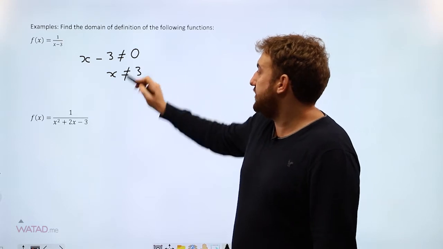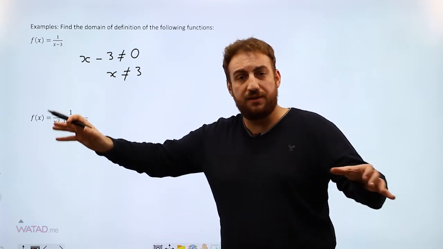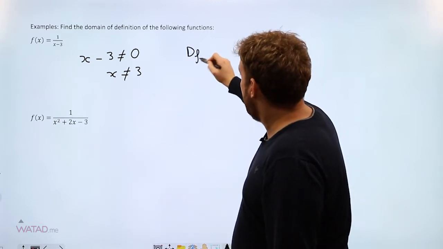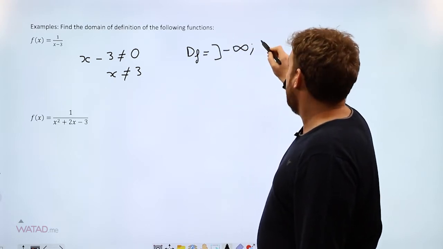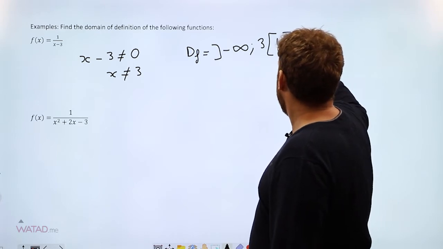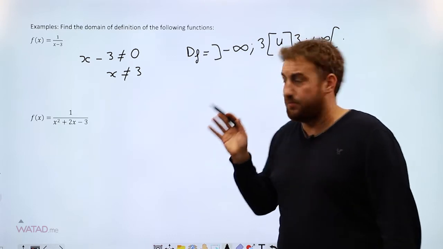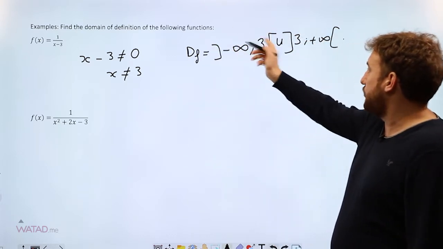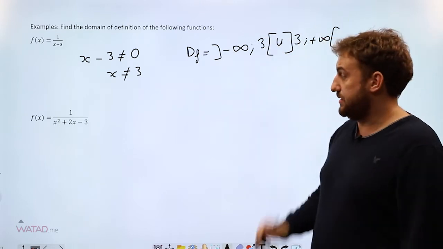So because x is different than 3, the domain will be from minus infinity to plus infinity without the value 3. So the domain of definition of f will be minus infinity, 3, union, 3, plus infinity. So those who are familiar with this concept, it's perfect. Those who are not, we're taking all the values from minus infinity to 3, and we're taking all the values from 3 to plus infinity.